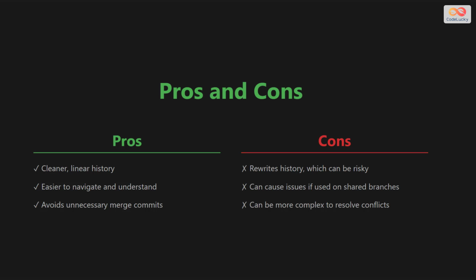Rebasing has its advantages and disadvantages. The pros are a cleaner, linear history that is easier to navigate and the absence of unnecessary merge commits. The cons are that it rewrites history, which can be risky, and it can cause issues if used on shared branches. Resolving conflicts during a rebase can also be more complex than with a merge.